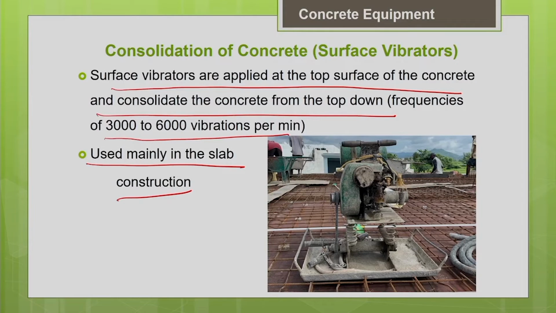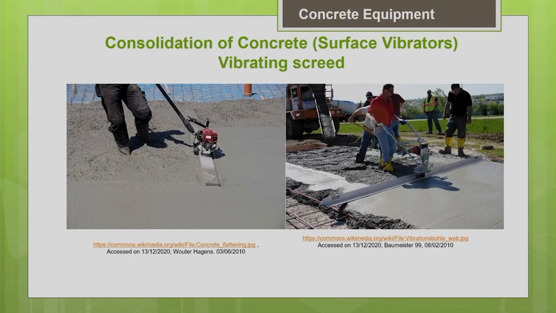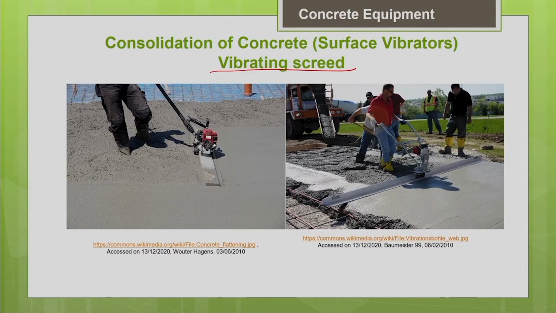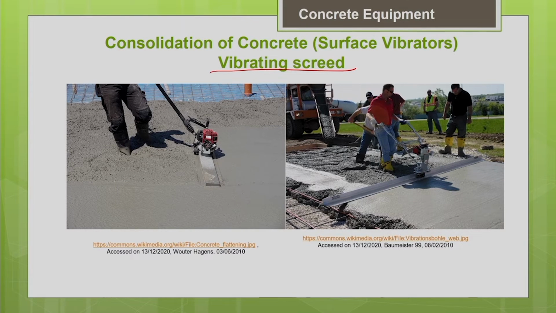Here is a picture of the plate type surface vibrator. It resembles a plate. It is a plate type surface vibrator, more commonly used for slabs. Another type of surface vibrator is the screed type vibrator, the vibrating screed. Screeding refers to the finishing operation. In this vibrator, we do the finishing as well as the consolidation together. You can see in the picture that it is doing the screeding job as well as the consolidation together.